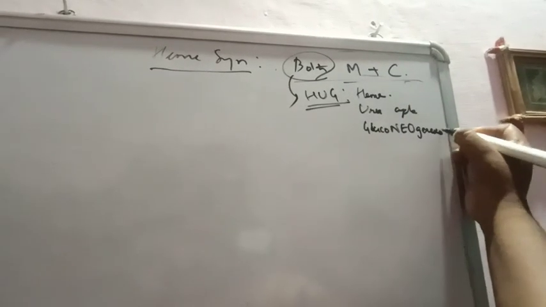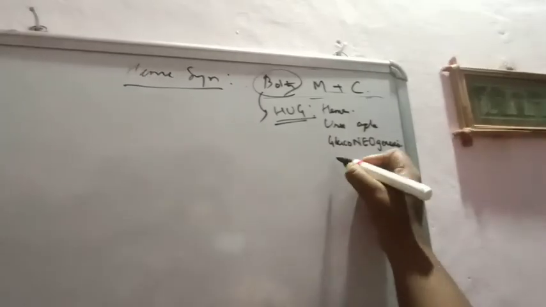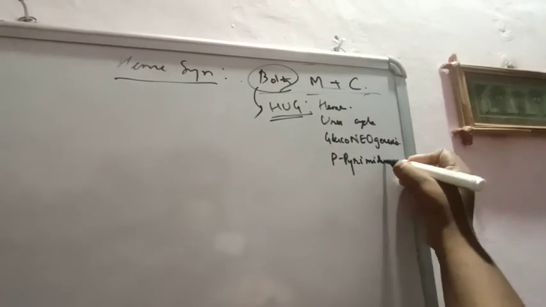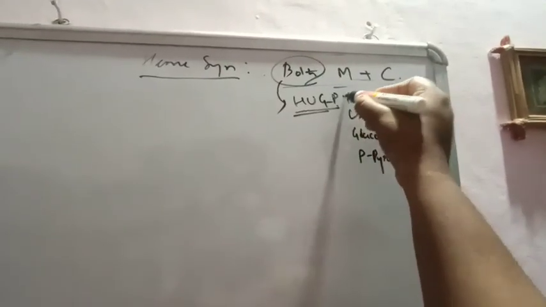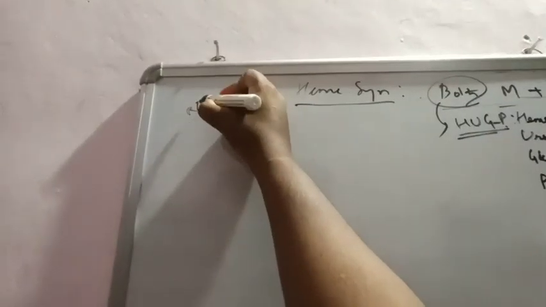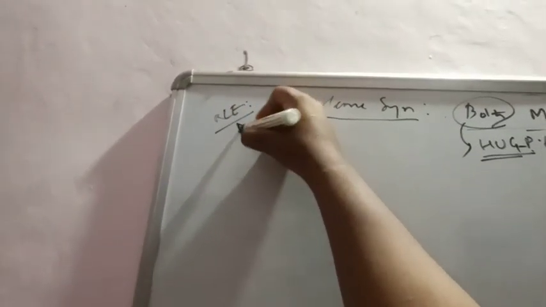Gluconeogenesis. And another thing is also there: pyrimidine synthesis. Usually pyrimidine synthesis is not given in the options, but let's be careful and remember this too. What is the rate limiting enzyme of the heme synthesis pathway? The rate limiting enzyme is ALA synthase.